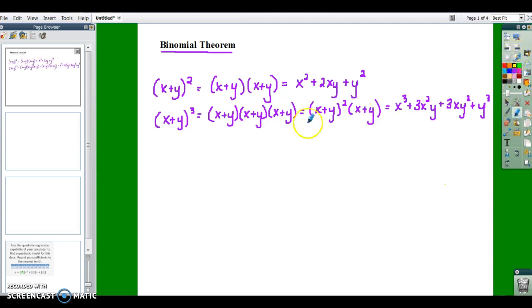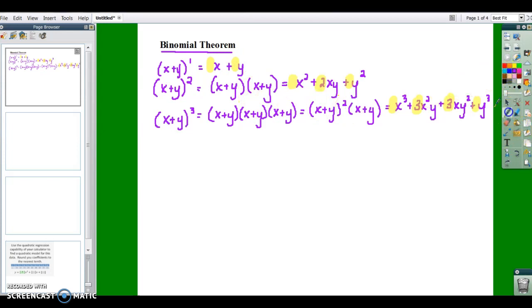And what I want you to recognize are the coefficients that are happening here. So if I highlighted them, that would be 1, here would be 2, here would be 1, here would be 1, here would be 3, here would be 3, here would be 1. And I could keep going. And if I actually went back and filled in x plus y to the first, that would just give me x plus y, right? And that would have coefficients of 1 and 1.